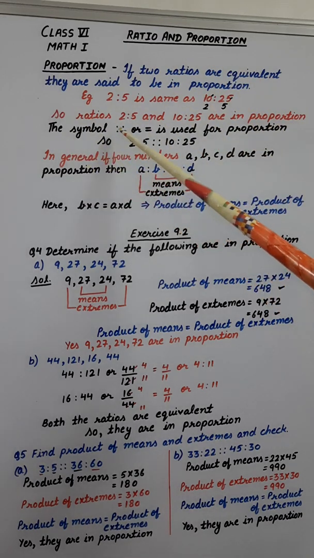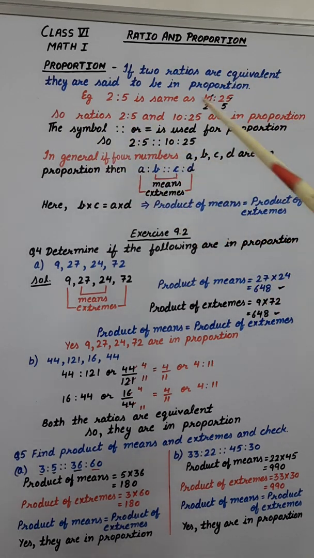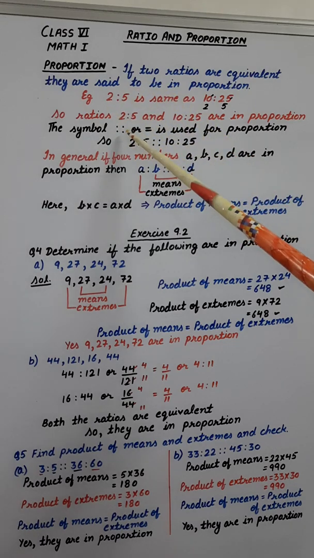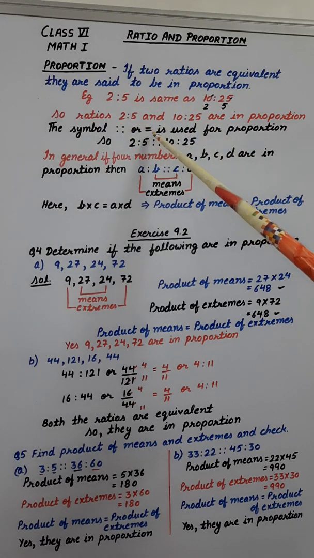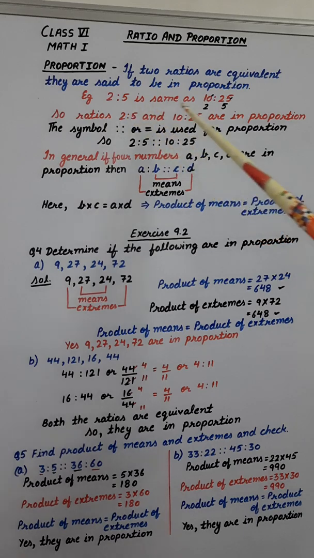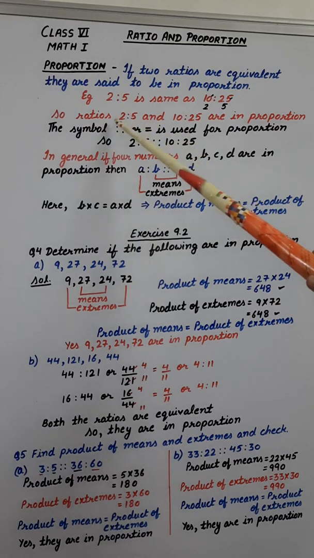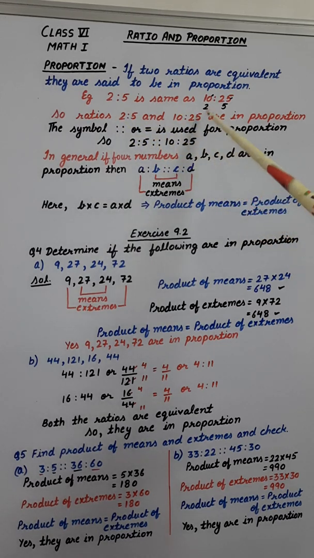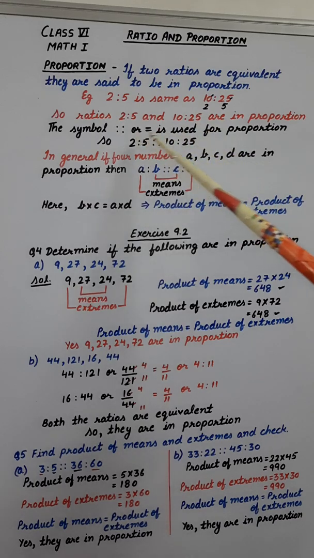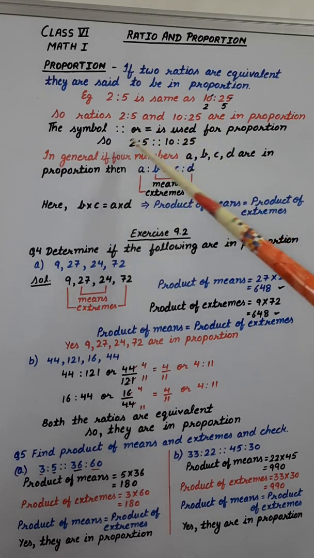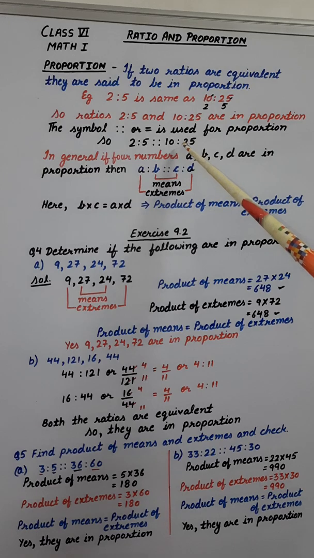And the symbol used for proportion is either 4 dots or the equals to sign. So here these two ratios are equivalent, so they are in proportion. So we are writing them like this: 2:5, proportion sign, 10:25. That means these two ratios are equal to each other.